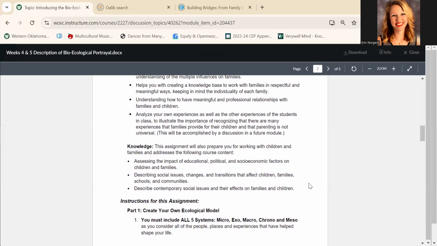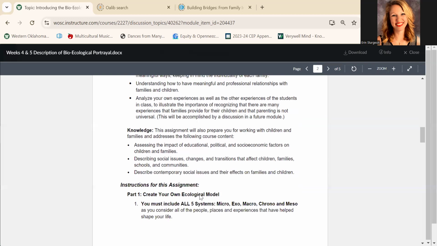And hopefully you'll gain the knowledge that assessing the impact of educational, political, and socioeconomic factors on children and families, describing social issues, changes, and transitions that affect children, families, schools, and communities, and describing contemporary social issues and their effects on families and children.